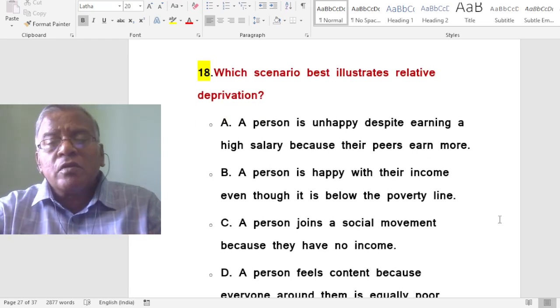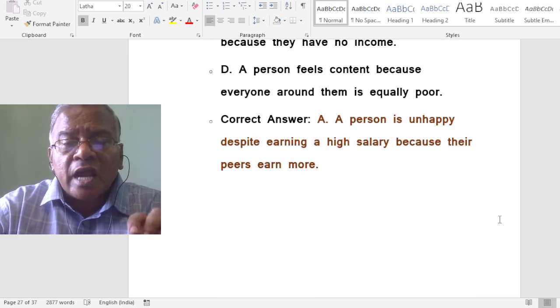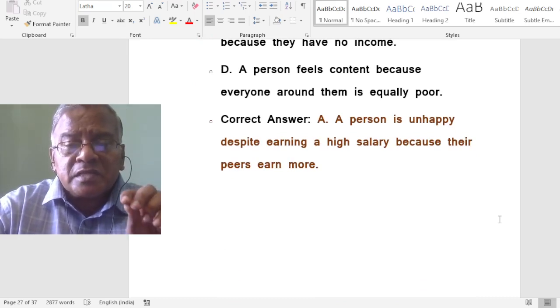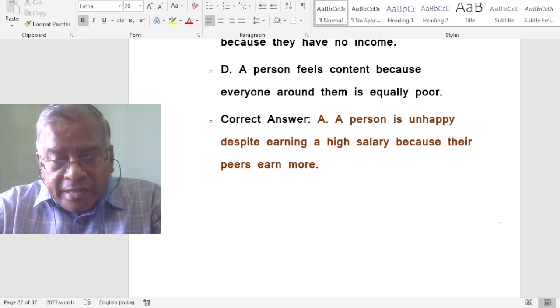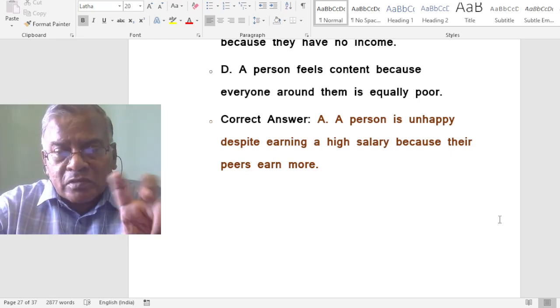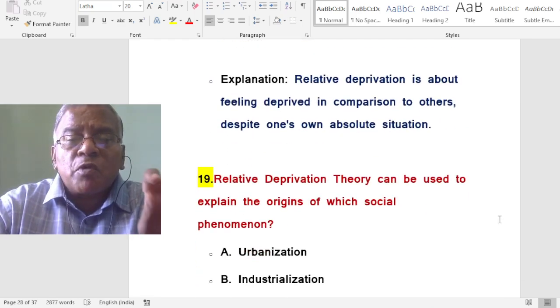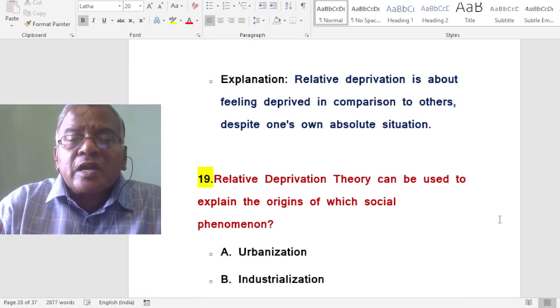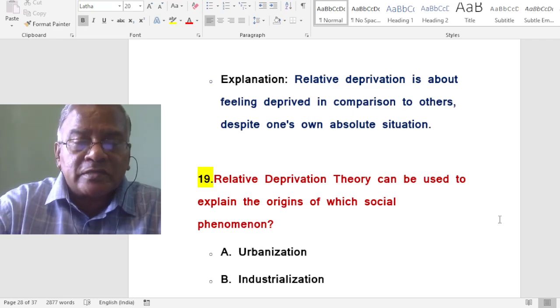Which scenario best illustrates the relative deprivation? A person is unhappy despite earning a high salary because their peers, their colleagues earn more. So that is the ideal situation for this theory. Relative deprivation is about feeling deprived in comparison to others despite one's own absolute situation.